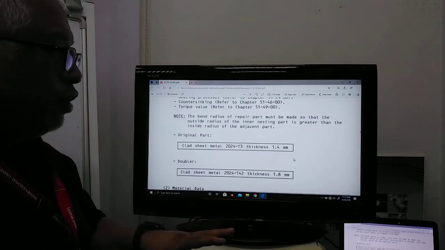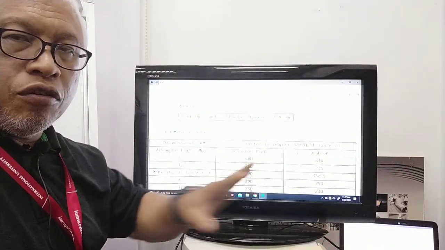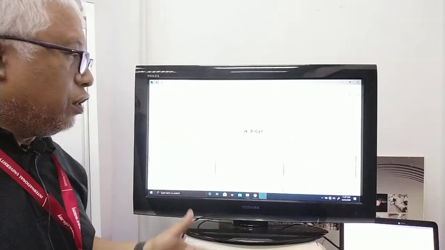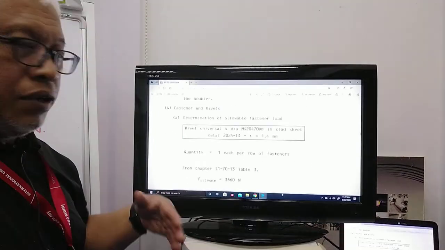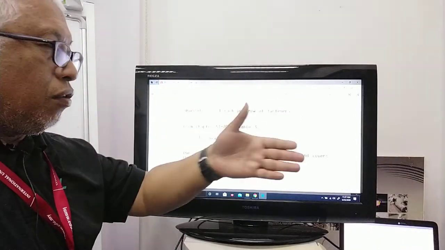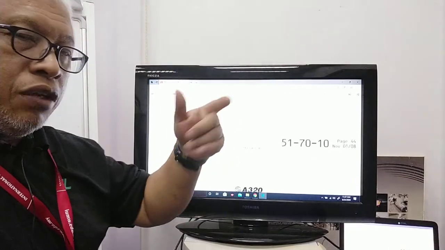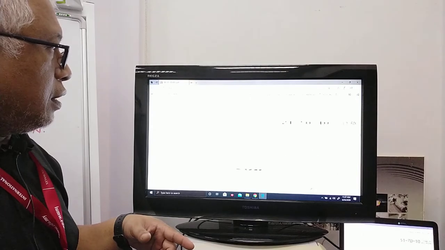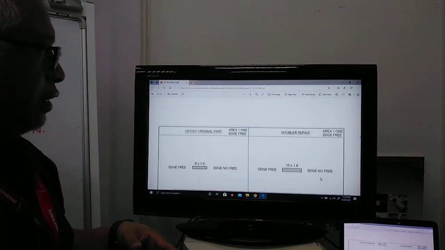For the skin, the load calculation is a bit tricky because the skin has multiple loads. For example, the fuselage skin has load in the longitudinal direction, compression and tension. You also have circumferential load due to the pressure of the skin. We have to calculate all the directions, longitudinal and lateral, as well as the shear around the cutout. Let me show you an example of how we calculate the load for the skin.